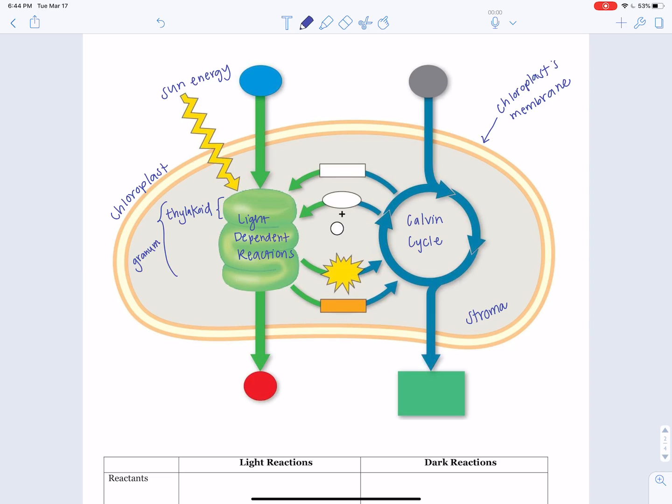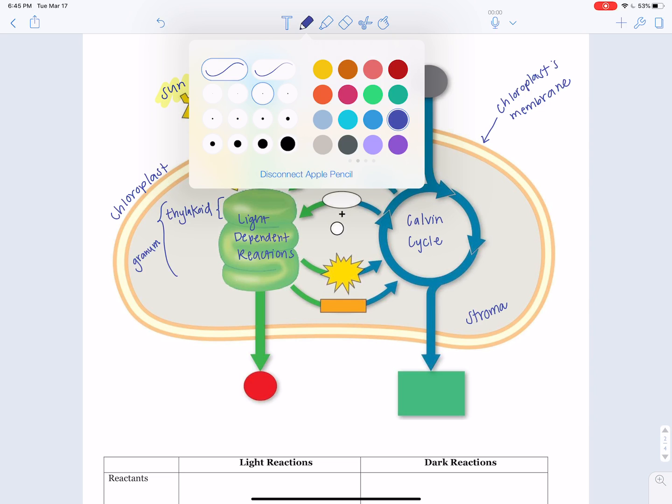If I have a stack of pancakes, it's a granum. So you just want the basic overview here of what's happening. In the light-dependent reactions, we see sun energy coming in, and what our thylakoids are going to do, through a series of reactions, is convert the sunlight energy into usable cellular energy. This is going to be really important for us.